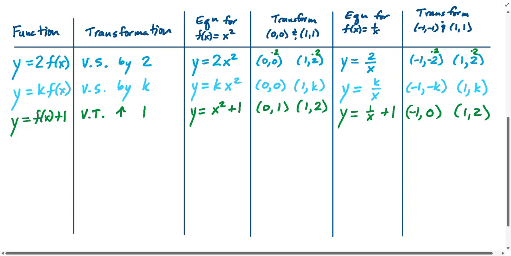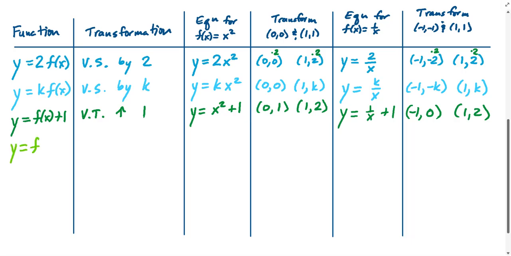Let's take another example. Let's suppose this time we have y equals f of x plus 1. Now this is different. This is the first time I've taken my function y equals f of x and altered the argument to the function. I've altered what goes into the function. The other times, the first 3 examples, I altered what happened after the function already gave its output.